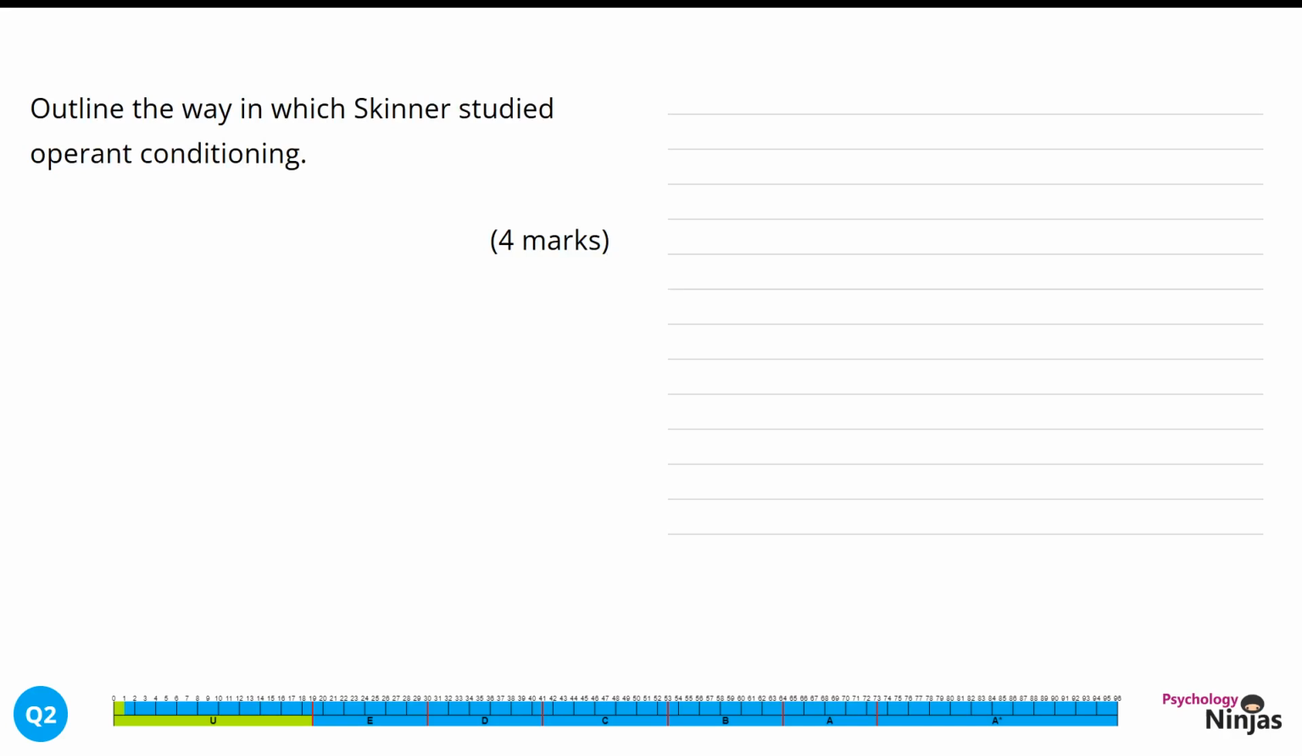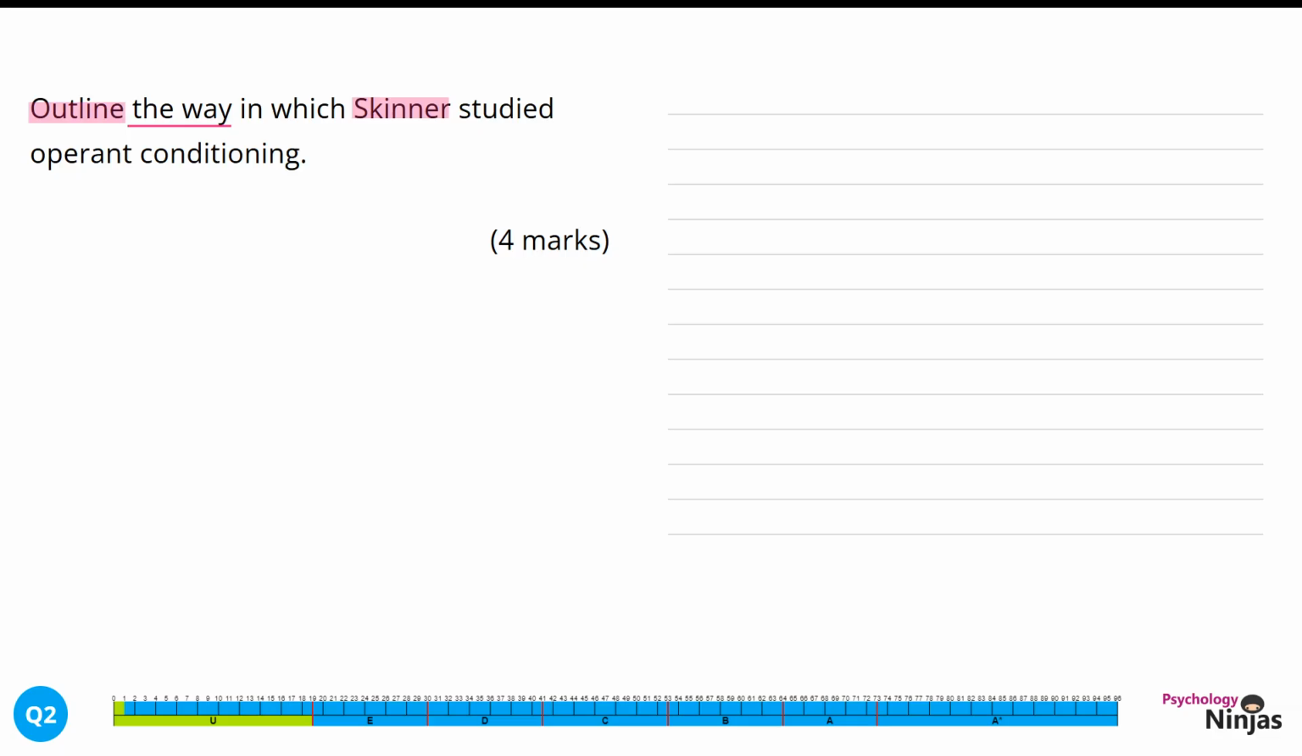Outline the way in which Skinner studied operant conditioning, 4 marks. This question has the command word outline. This requires us to give detail and extension to our response. The focus of this question is Skinner's research, and we would need to focus on his particular procedure because in this question we have the way in which he has conducted his research. So you're thinking about describing the procedure for this particular psychological study.